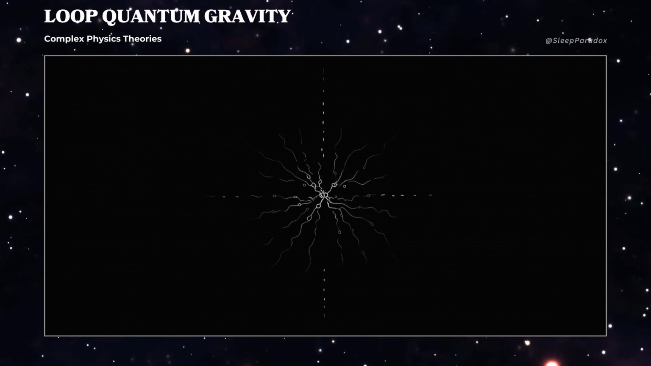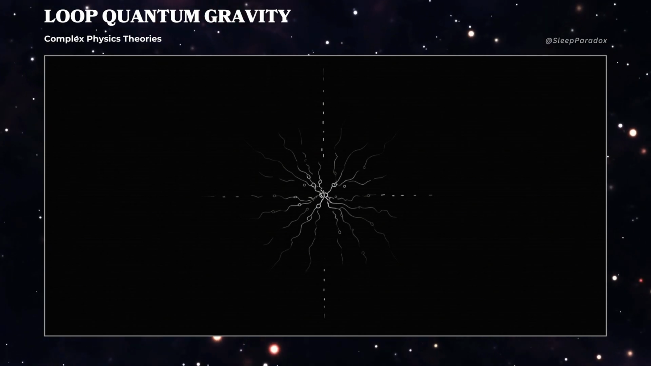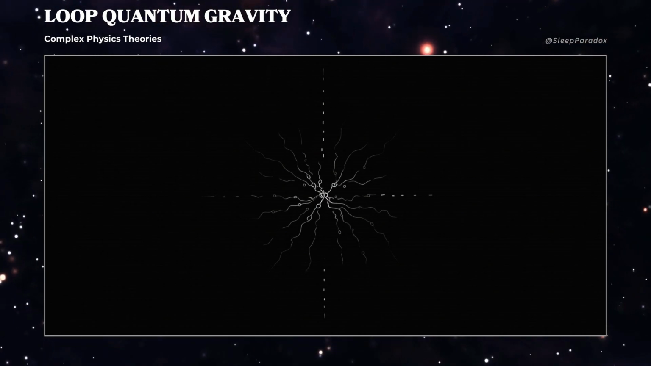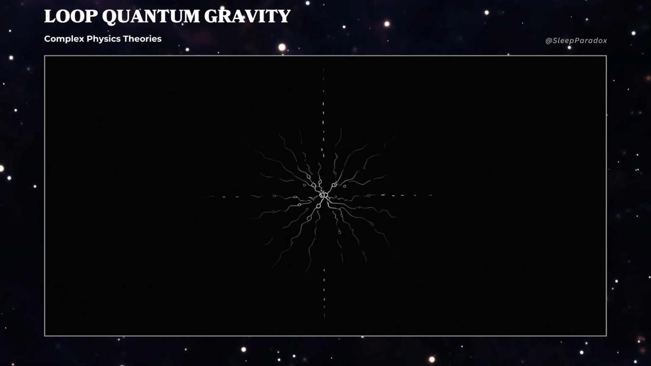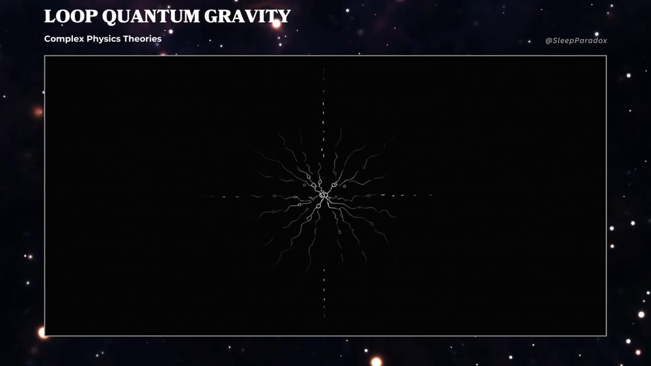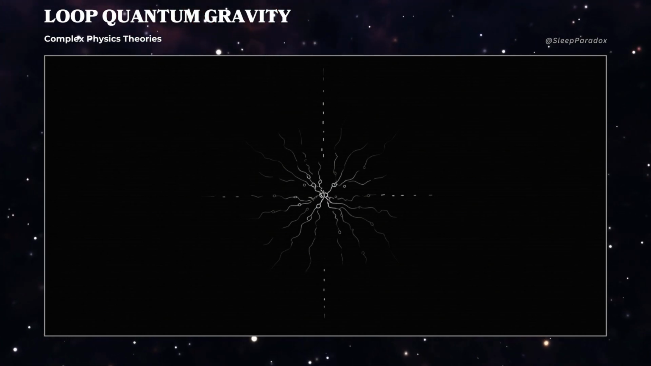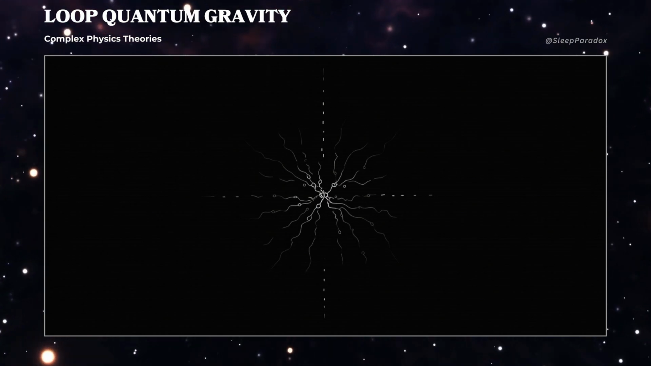These loops are not material objects. They are mathematical structures that describe how space is woven together at the quantum level. The loops are connected in networks, called spin networks, which define the structure of space at a given instant. As time progresses, these networks evolve, forming what are known as spin foams. Together, they describe how space-time emerges from quantum geometry.